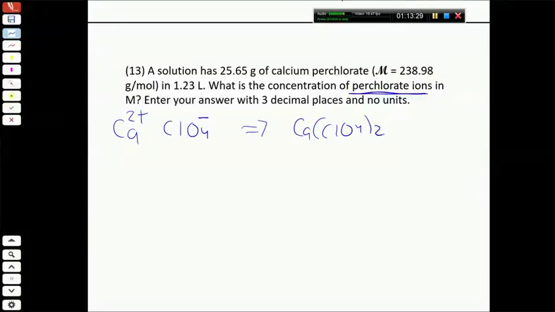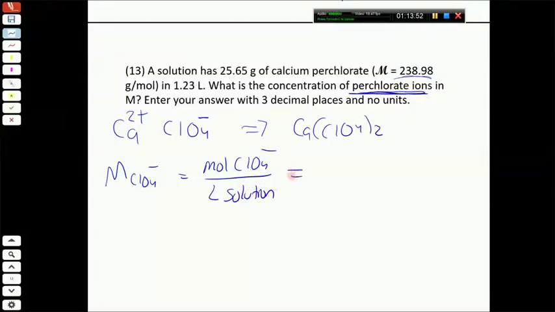All right, so that's our chemical formula. I gave you the molar mass, but you also need the chemical formula to answer this question because we're looking for the concentration of perchlorate ions. So if we're looking for the molarity of ClO4-, the two quantities that we need are the moles of perchlorate, and the volume of solution in liters. The volume is 1.23 liters, as we're told.